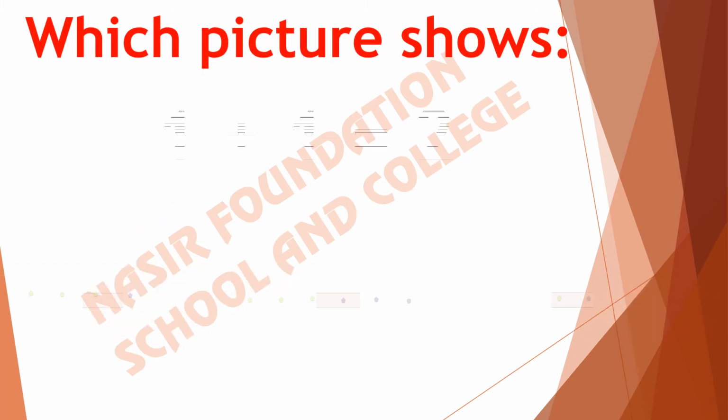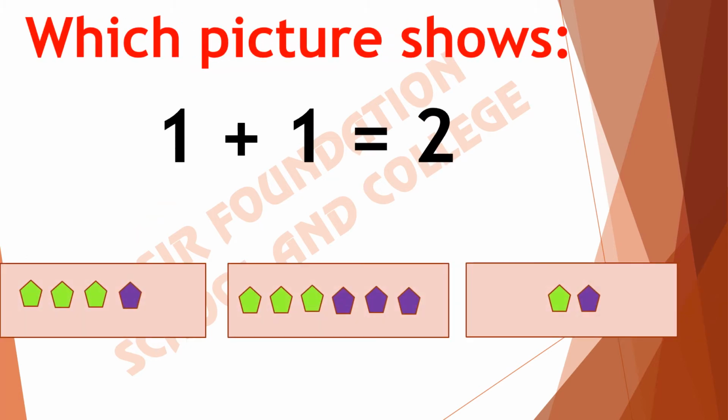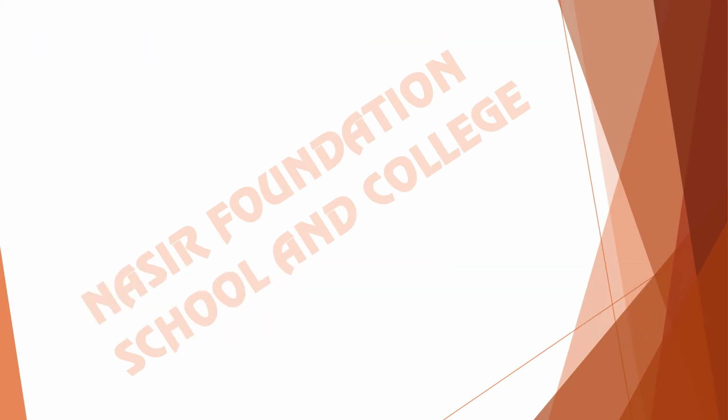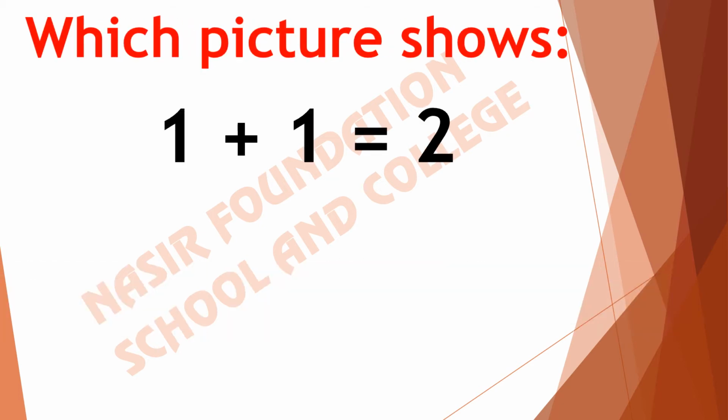Students, can you find out which picture shows 1 plus 1 equals to 2? Here 3 pictures are given. Can you tell me which picture shows 1 plus 1 equals to 2? Think about it. Let's count them and we will find the correct answer. Now we will count the shapes in the pictures.